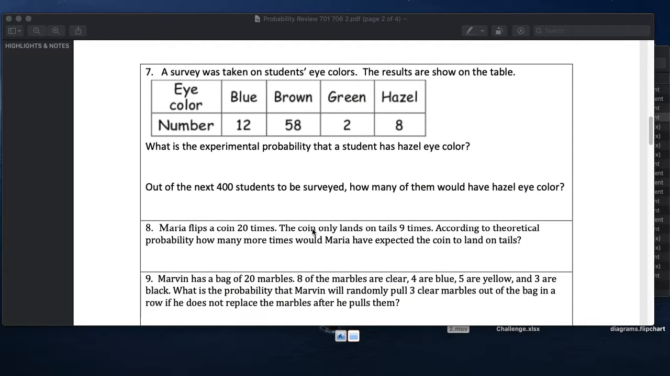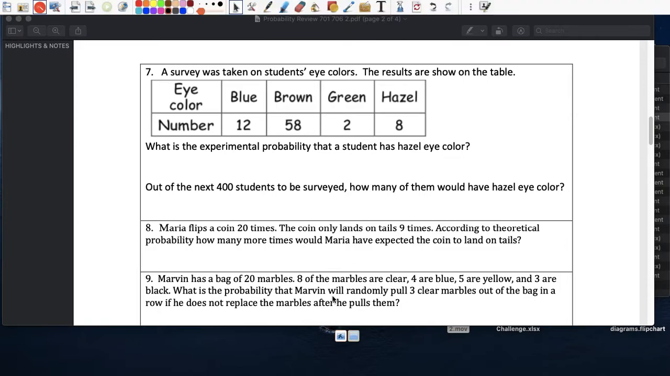A survey was taken on student eye colors. The results are shown on the table. What is the experimental probability that a student has hazel eye color? Well, first of all, how many kids did we ask? 58, 60, 60, and 20. There were 80 total in our experiment.